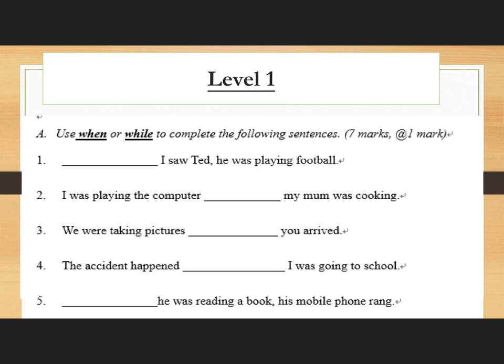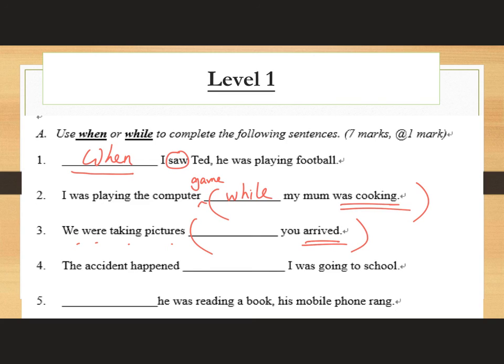Number 1. I saw Ted, he was playing football. When clause, simple past tense. Number 2. I was playing the computer games. My mom was cooking. So, while clause, past continuous tense. Number 3. We were taking pictures. You arrived. Simple past tense, when clause.